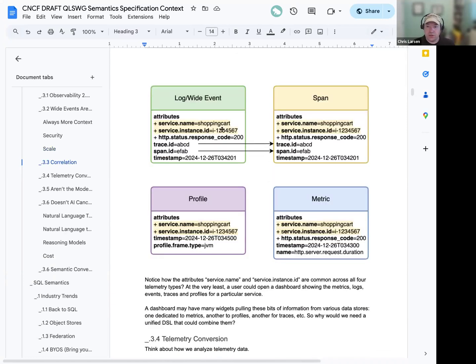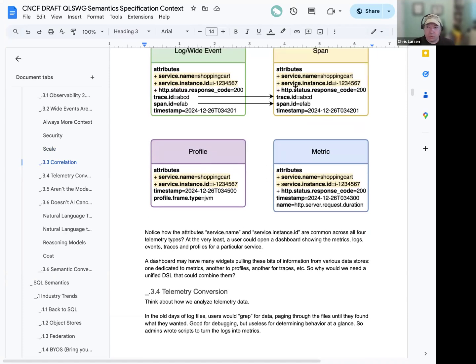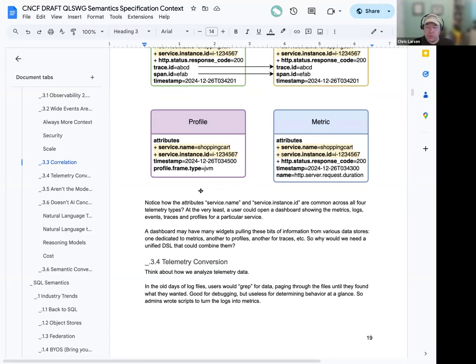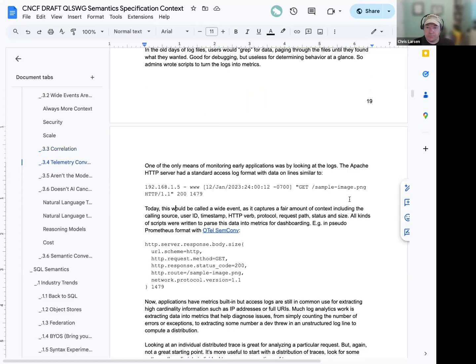As you can see here in the example, we have the service name, and the service instance ID is the same across all the profile types. You have a trace ID linking across here. You may have one of these trace IDs as an exemplar in the metric, even the OTel standard has it in profiles, etc. So that's why it's important. I talked about the conversion here.